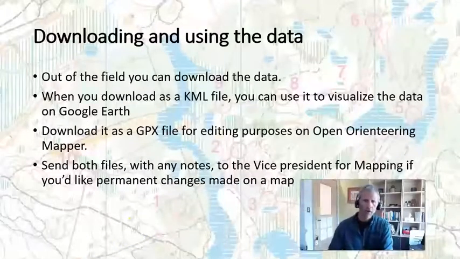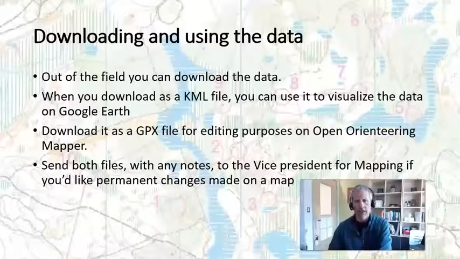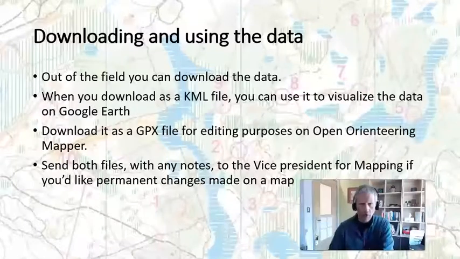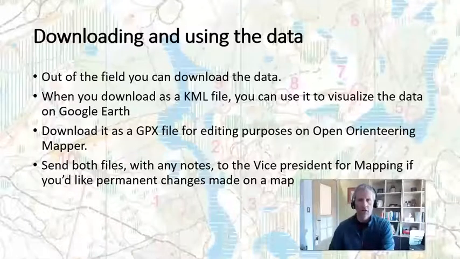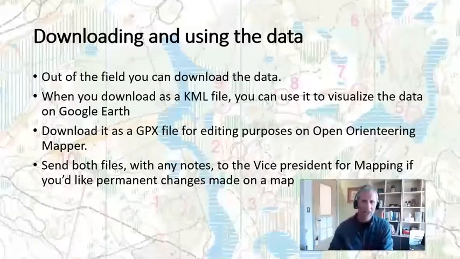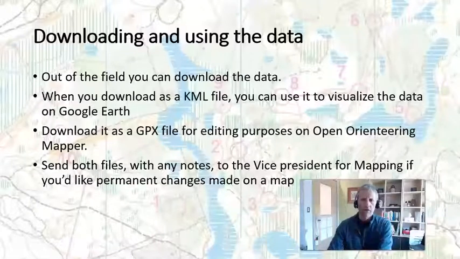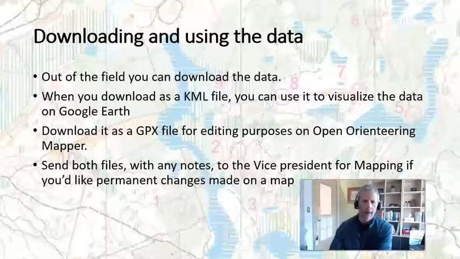It's really easy once you get out of the field to then download the data. You essentially email it to yourself in 2 different file forms. One is a KML file, which allows you to visualize the data on Google Earth and also lets the cartographer see any map notes that you might have added. And then you should also send it along as a GPX file, which is really easy to use on the free software we're now using to make our maps called Open Orienteering Mapper.